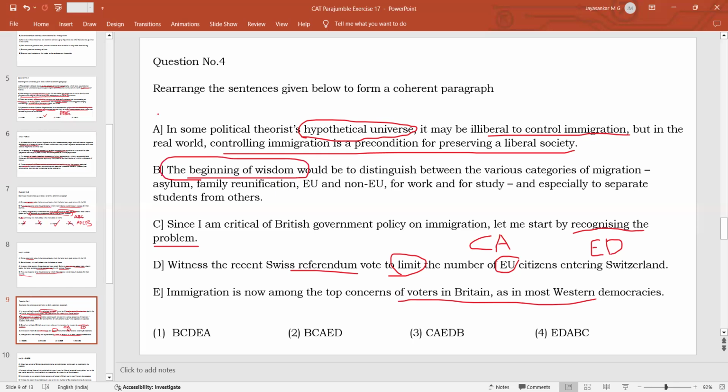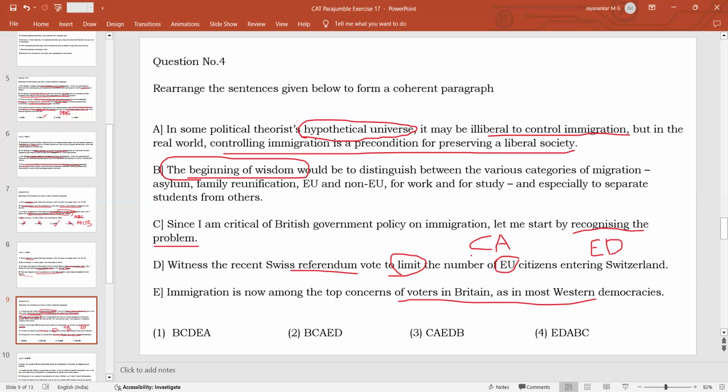Statement B is the final statement in this particular sequence, because first we talk about the sentence pair CA and the sentence pair ED. And then finally, we say the beginning of wisdom means the first step in solving or understanding the problem is to categorize immigration into essential and non-essential varieties, so that we can decide whom to give permission to migrate, whom not to give permission to migrate. So this is the answer.